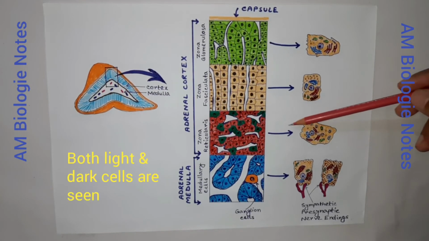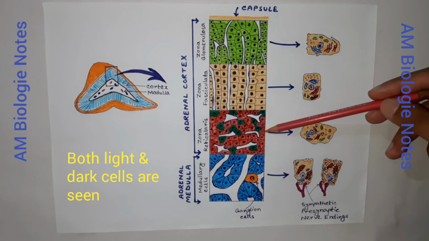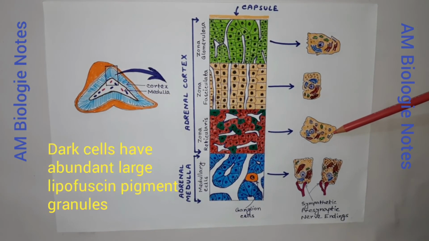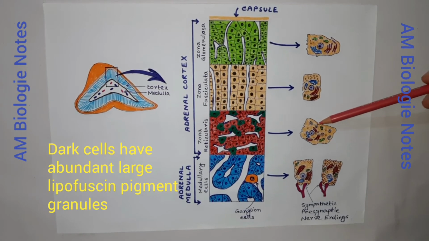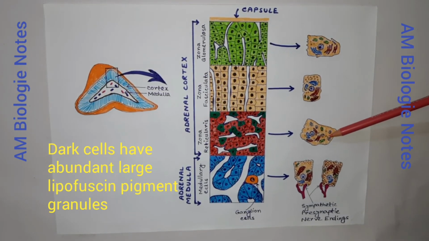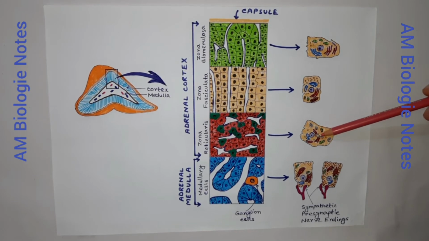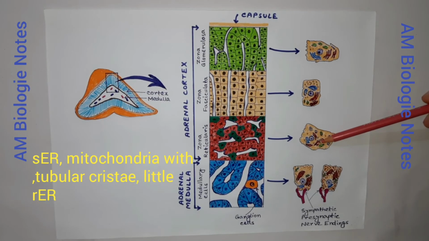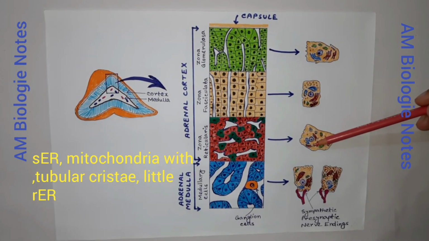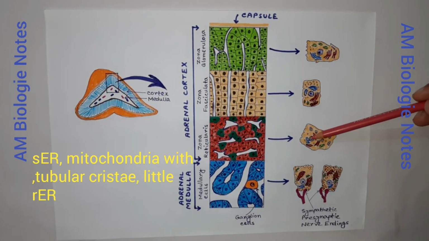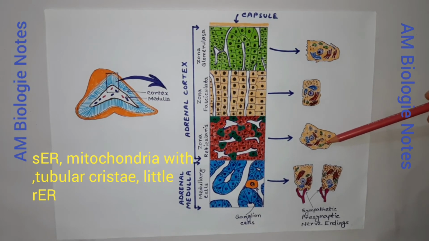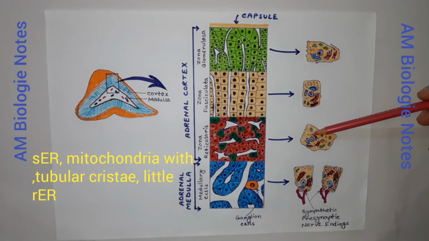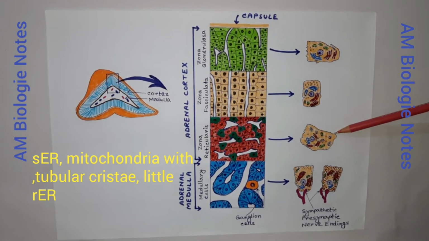In this zone, both light and dark cells are seen. Dark cells have abundant large lipofuscin pigment granules, and deeply staining nuclei are evident. The cells have well-developed smooth endoplasmic reticulum and numerous elongated mitochondria with tubular cristae. They have little rough endoplasmic reticulum.